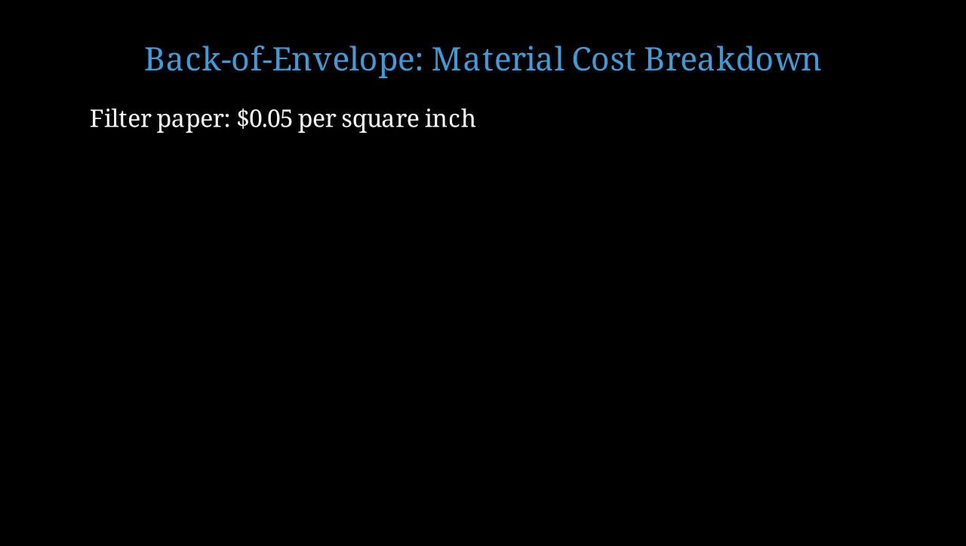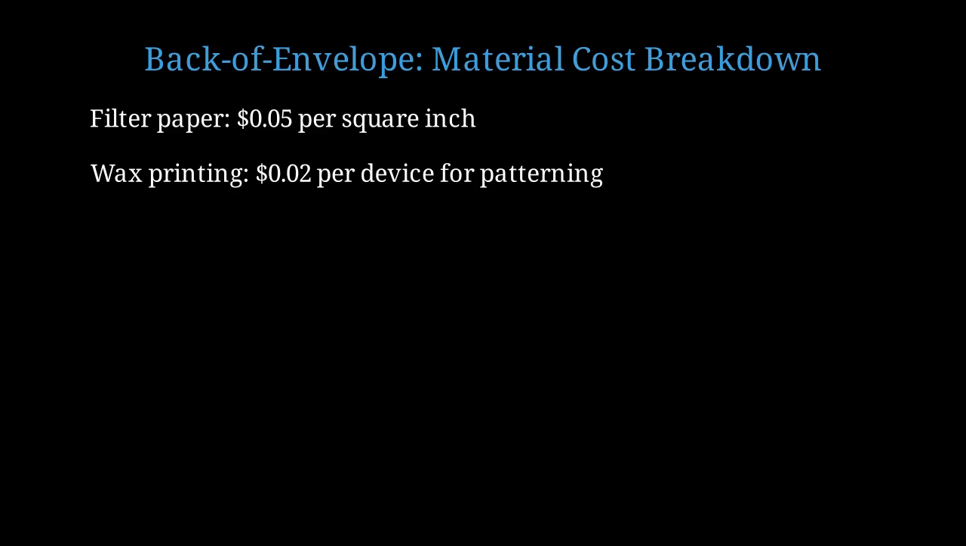Let's break down the cost of a paper device. Standard chromatography paper costs about 5 cents per square inch. A typical device uses about 2 square inches. Wax printing adds about 2 cents per device when done at scale using standard office printers. Reagents typically cost 10 to 30 cents per test, depending on the complexity. Enzymes and antibodies are the main cost drivers.